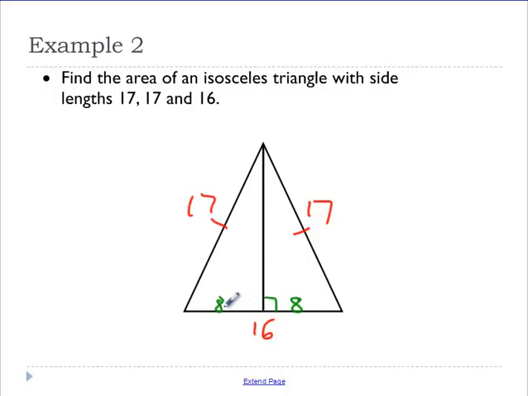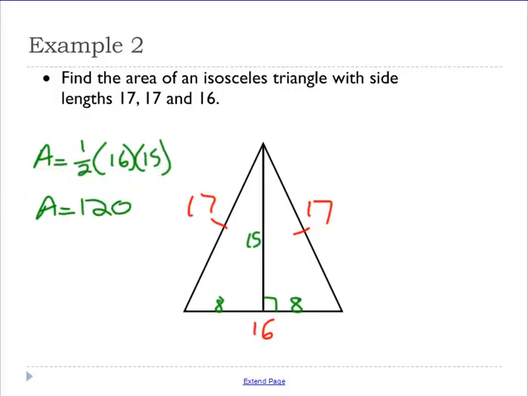So in this right triangle we have 8, 15, 17. We got to remember our triples. They aren't going away. We use them every day pretty much for the rest of the year. So the height's 15, the base is 16. So area is 1/2 base times height. So 16 times 15 divided by 2, we get that the area of this triangle is 120.